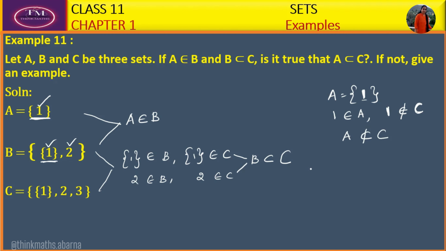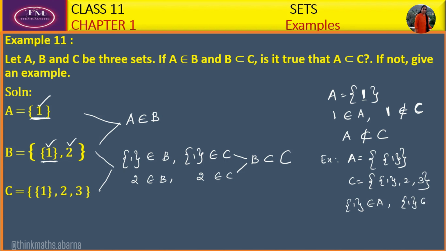So if we have to give an example, we can take A is equal to the set of all 1 and C is equal to the set of all 1, 2, 3. Okay. So we have now the set of all 1 belongs to A. The set of all 1 belongs to C. Now we can say A is a subset of C.